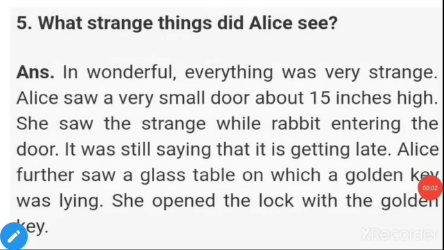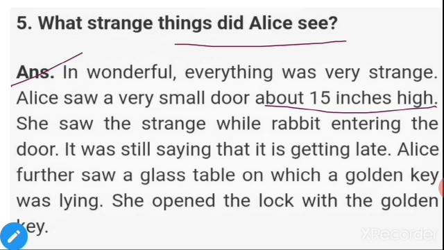And then next, what strange things did Alice see? Here answer for you. In Wonderland, everything was very strange. Alice saw a very small door about 15 inches high. She saw the strange wild rabbit entering the door. It was still saying that it is getting late. Alice further saw a glass table on which a golden key was lying. She opened the lock with the golden key.